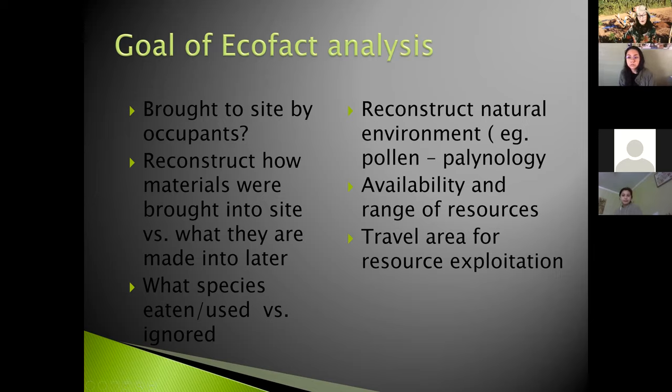So a lot of people whose professions are within archaeology, their main job in archaeology is laboratory analysis. And one of the huge bodies of things that they do with microscope or other types of tech is ecofact analysis. That's really important. All right.